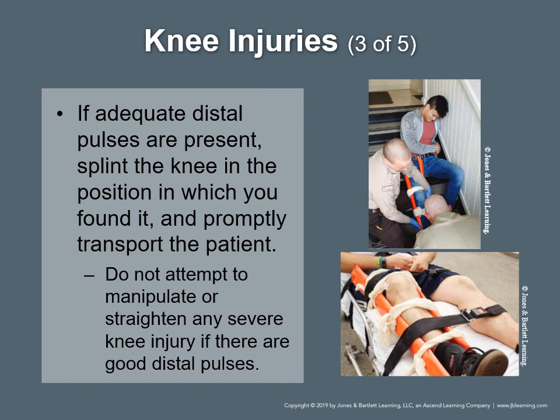If adequate distal pulses are present, splint the knee in the position in which you found it and promptly transport the patient. Do not attempt to manipulate or straighten any severe knee injury if there are good distal pulses. On rare occasions, medical direction may instruct you to realign a deformed pulseless limb. You should make only one attempt to do this. Notify medical direction of the status of the distal pulse so arrangements to treat the patient can be made in advance.